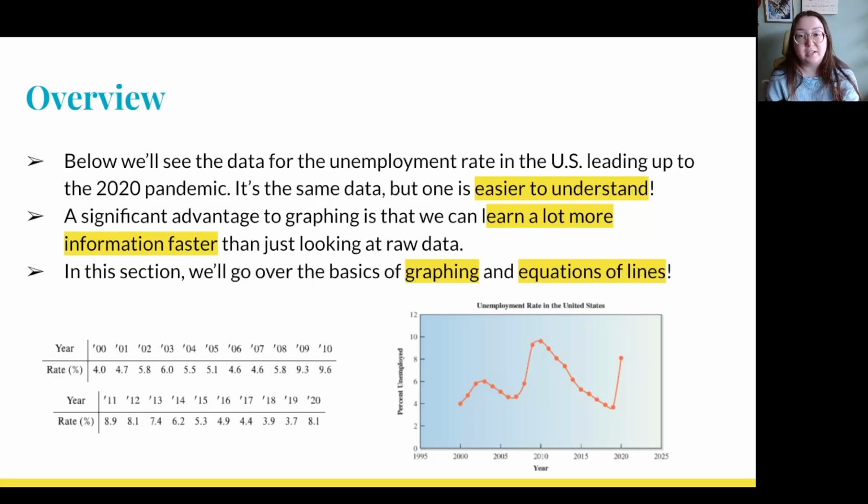So a significant advantage to graphing is that we learn a lot more information faster than just looking at raw data. On the right, we have the unemployment rate in the United States, and it's been graphed. All the points have been plotted and connected with a line. And so we see the trend a lot easier. We see it goes up and then it goes down and then it goes up a lot and then it goes down kind of a lot and then it goes right back up. In this section, we'll go over the basics of graphing and equations of lines so we can start developing graphs.